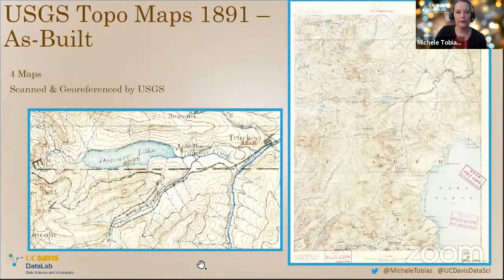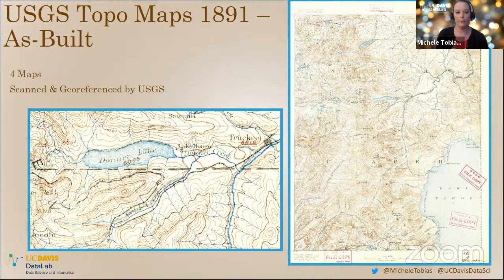And then finally, our last time point for this analysis was the USGS topo maps from 1891. And we're considering this the as-built location of the railroad. So by 1891, this was completed, and we're assuming that it was in roughly the correct spot for where it was first built. These maps were fortunately already georeferenced by the USGS, so we didn't have to do any georeferencing on those.